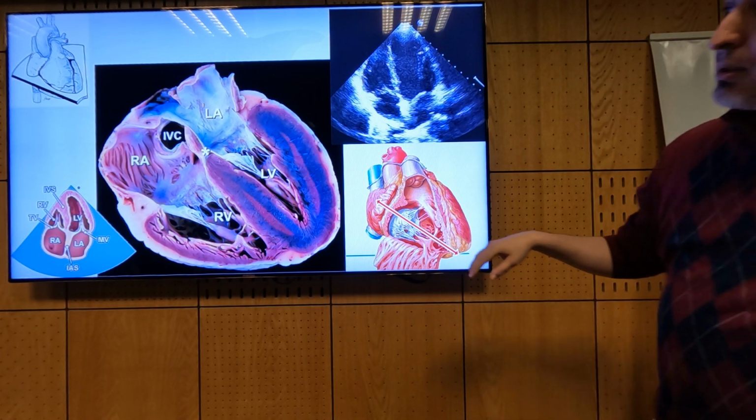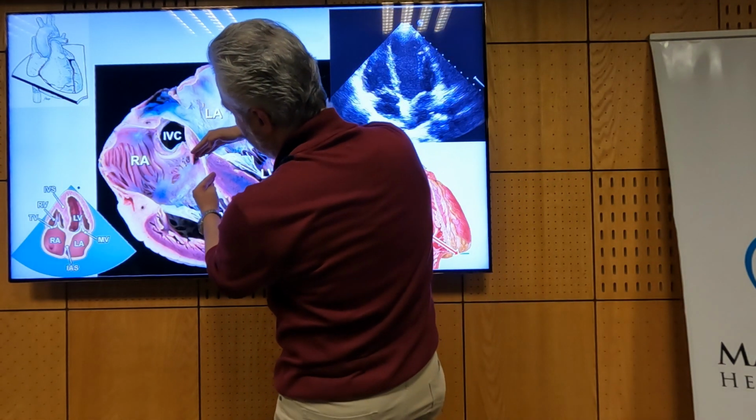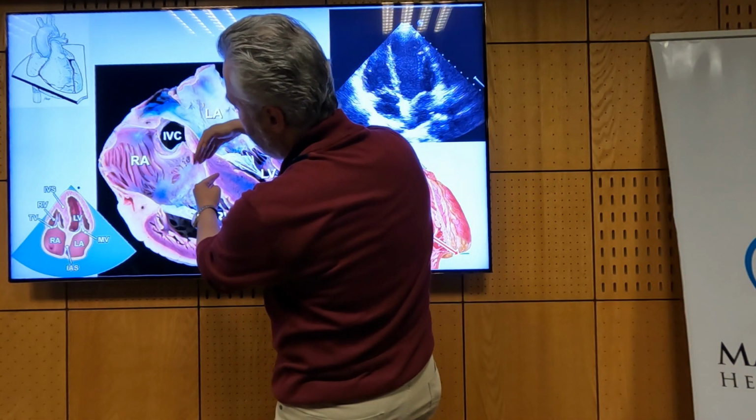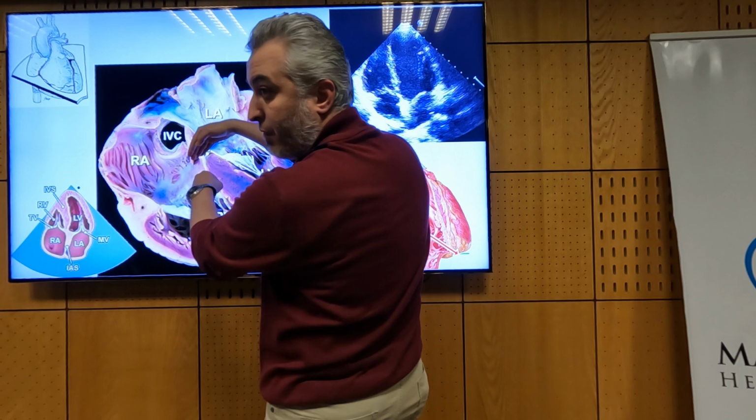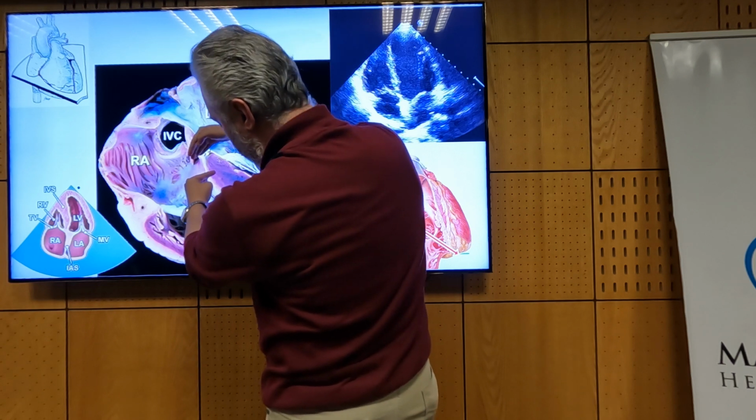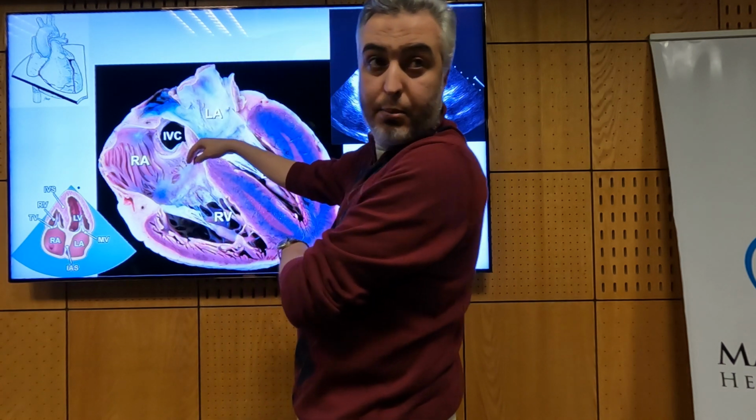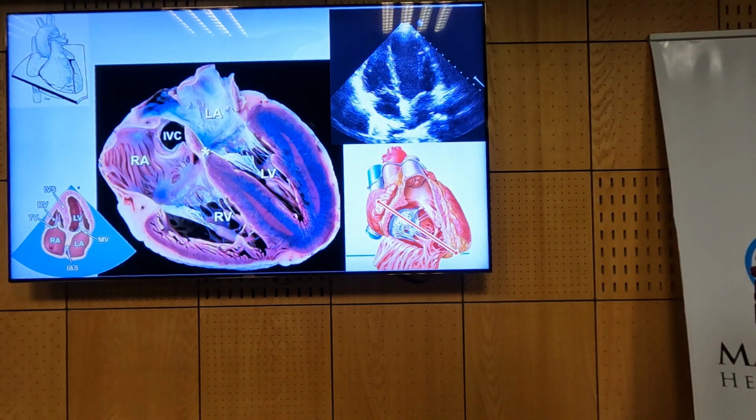And then you can see that the mitral valve is attached at a higher plane than the tricuspid valve. So the tricuspid valve is more towards the apex than the mitral valve. And this is known.